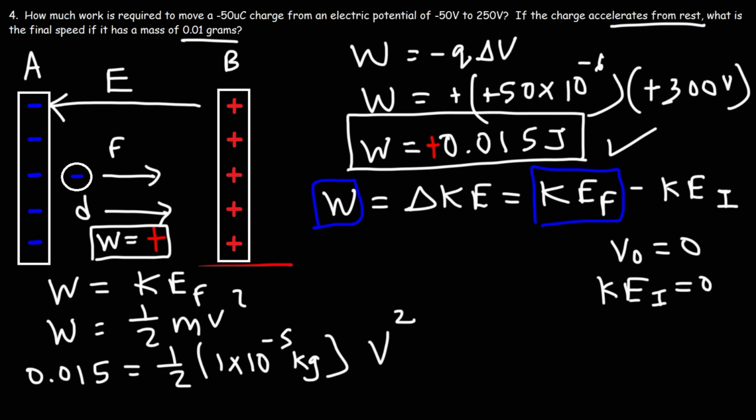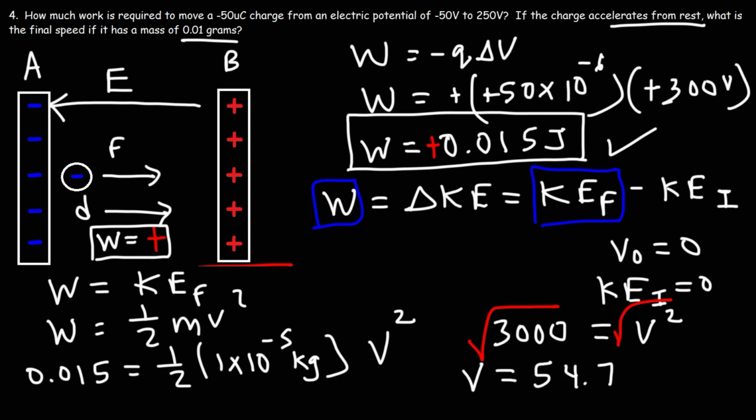So now let's solve for V. If we take 0.015 divided by 0.5 and then take that result divided by 1 times 10 to the negative 5, you'll get that 3,000 is equal to V squared. Now let's take the square root of both sides. The square root of 3,000 is 54.77. So this is going to be the final speed of the negative charge as it accelerates from an electric potential of -50 to 250.